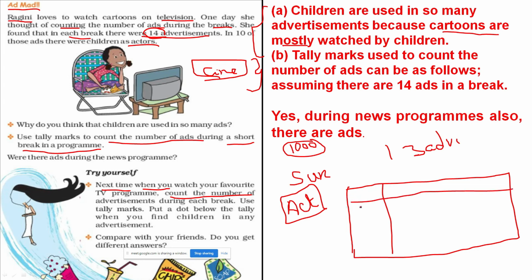For example, soap advertisement, oil advertisement, or shampoo advertisement. How many times is it coming within that half an hour? You are watching the program for half an hour or 1 hour, any cartoon program. How many times is this soap advertisement coming, or shampoo, or any eatable items, chocolate? Okay, you write a tabular column, 1, 2, 3, and you make your tally mark in your notebook.